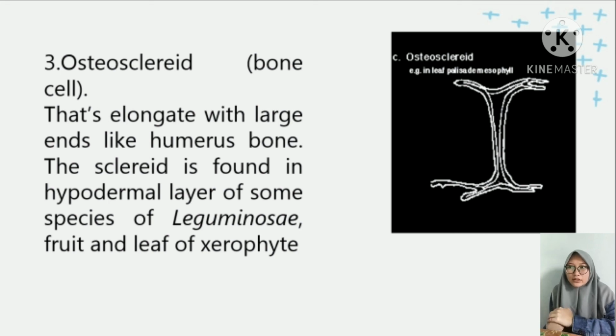Number 3, osteosclereid or bone cell, elongate with large ends like humerus bones. The sclereid is found in the hypodermal layer of some species of Leguminosae, and in fruit and leaf of xerophytes. This image is a pulley-shaped sclereid with branched ends. This is an image of the sclereid in the Hakea mesophyll.